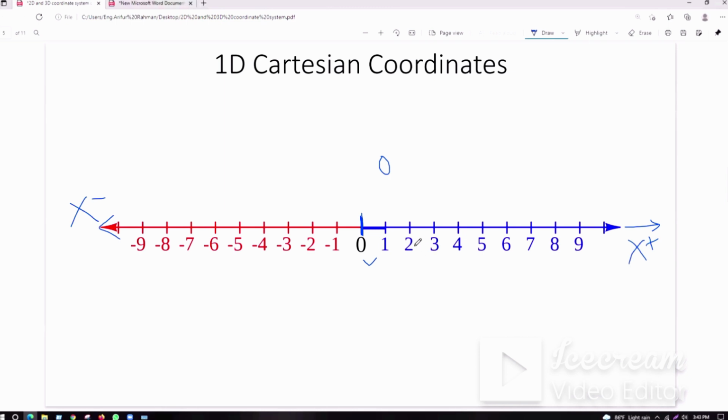So every real number, whatever the number is, either positive or negative, either rational or irrational, either fraction, decimal or integer, whatever the numbers are, all exist on this line, and we call the line the real line. So all the real numbers exist here on the real line.